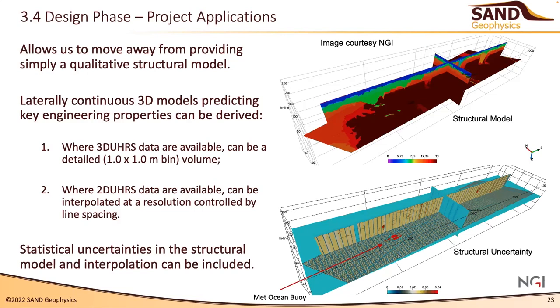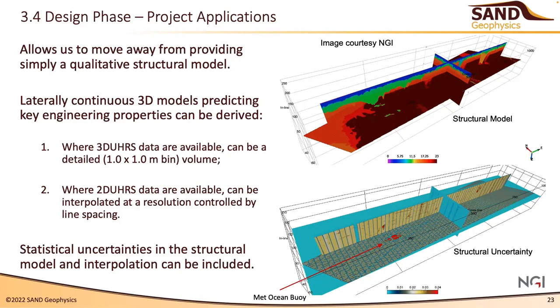If you look in the bottom image here, you can see there's this large red blob. That's an area where the uncertainty on the 3D interpolated structure was much higher because the line spacing in that area was much sparser. There was a met ocean buoy which the geophysical survey had to steer around. So importantly, it's not just about inverting the data and generating those predictions, but capturing all the different layers of uncertainty and how they combine together throughout the project, and stitching all of that together.